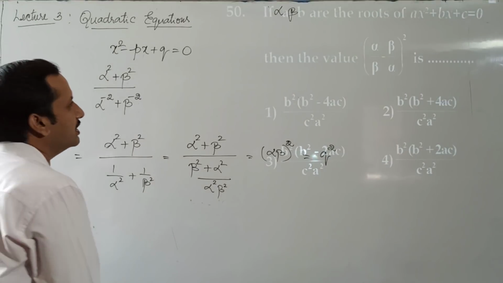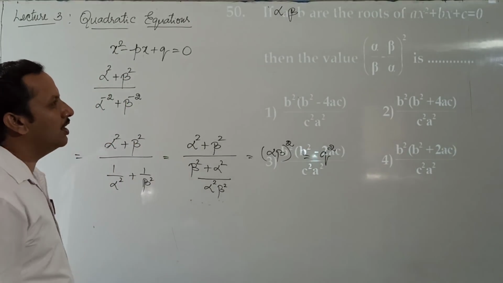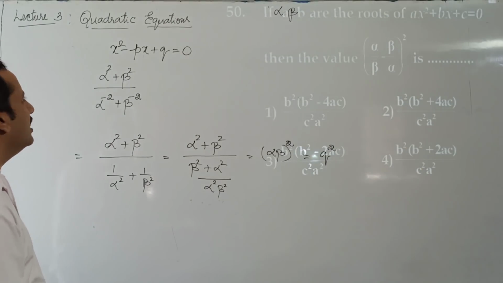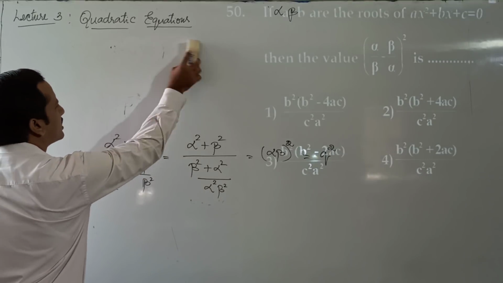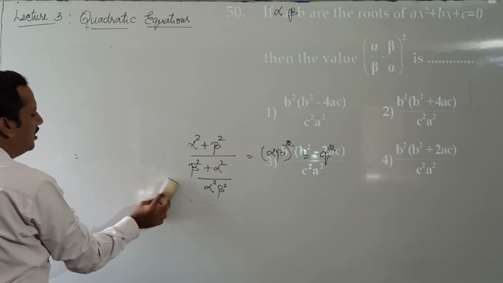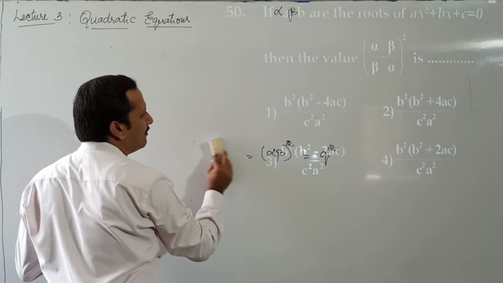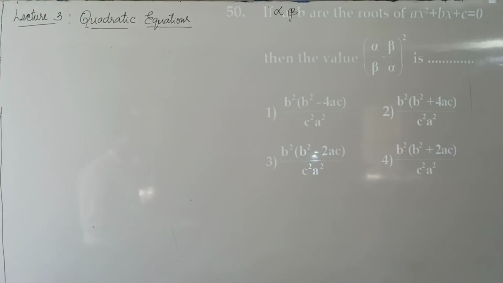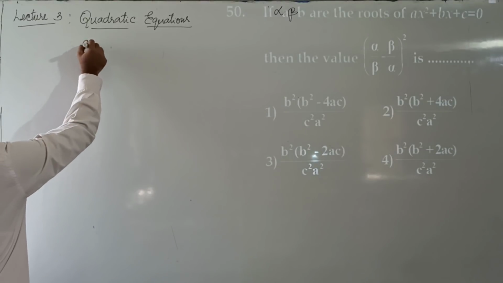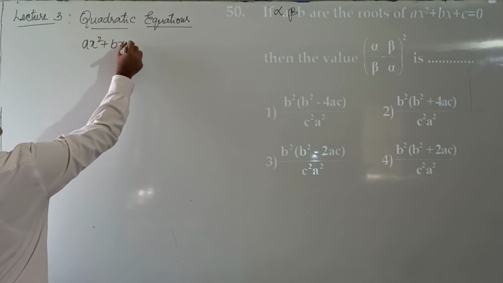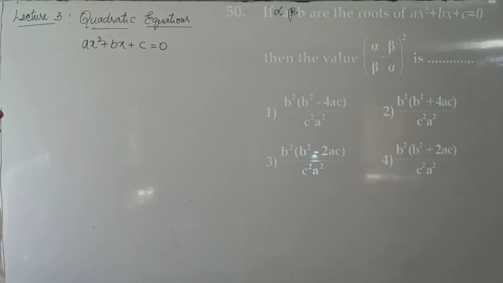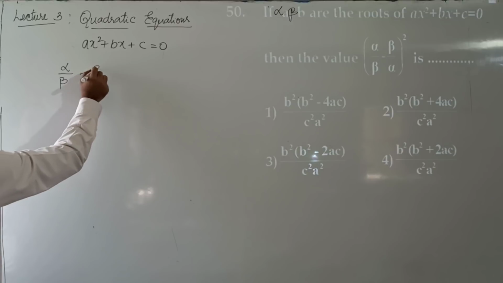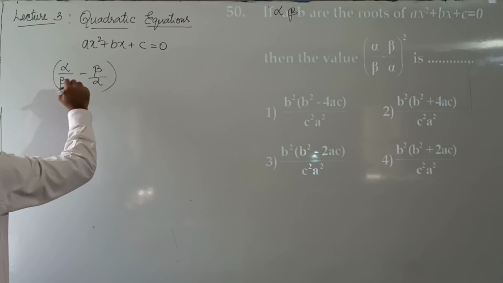Then the 50th question. If alpha and beta, again here also it is printed as a and b, you should write that as alpha and beta. If alpha and beta are roots of ax square plus bx plus c is equal to 0, then what is alpha by beta minus beta by alpha whole square? This is the given quadratic equation. We want the value of alpha by beta minus beta by alpha whole square.